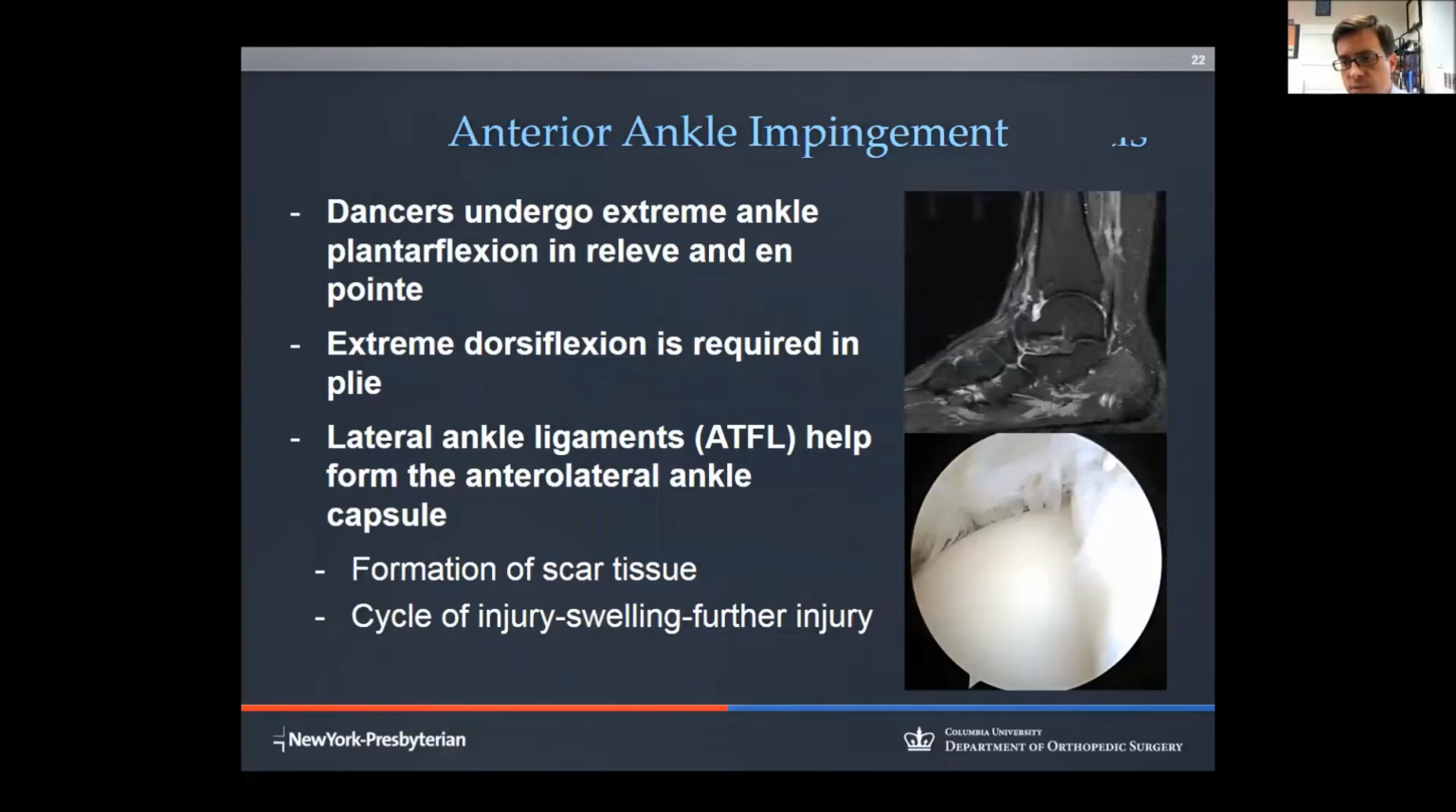For the soft tissue structures, the ATFL, or the anterior talofibular ligament, is essentially a capsular thickening, and so it forms part of the anterolateral capsule. And so when it's injured, typically there's scar tissue formation, and you may get some thickening there, which can subsequently cause some impingement in the ankle joint. There's also what's called Bassett's ligament, which is an inferior band of the anterior inferior tibiofibular ligament, or the anterior syndesmosis, which can also become impinged in the ankle. But essentially, with most of these, you get a cycle where you get some injury, and then because of that, the soft tissues swell, and then they impinge further with dorsiflexion in this repetitive, extreme motion.